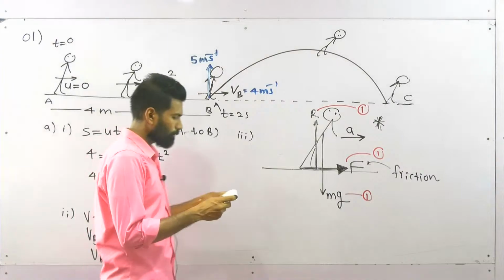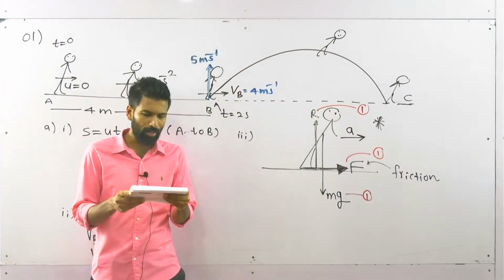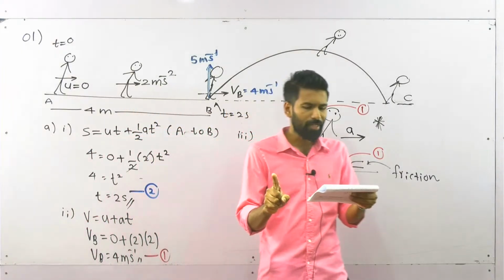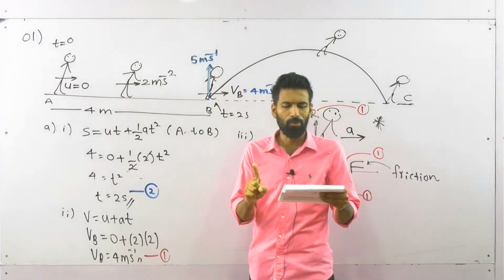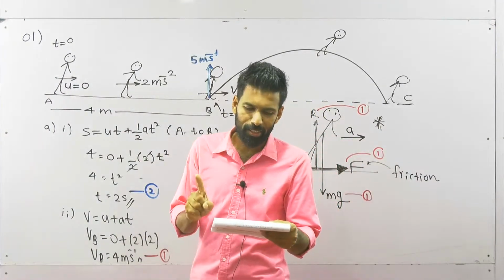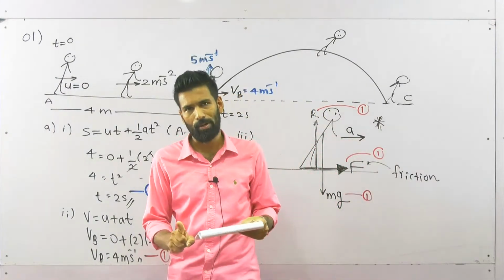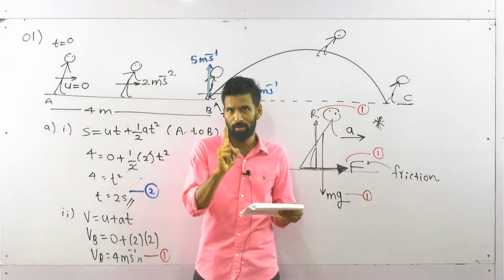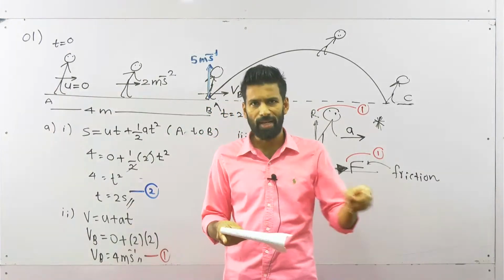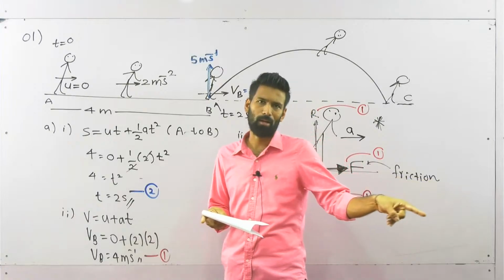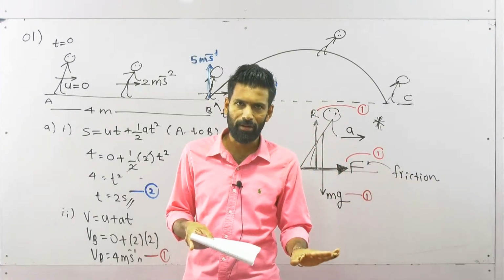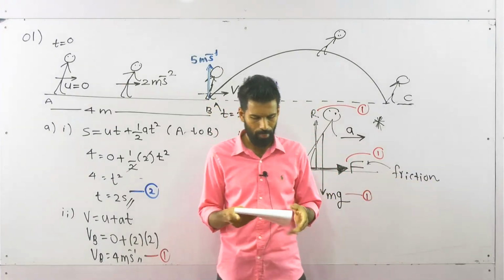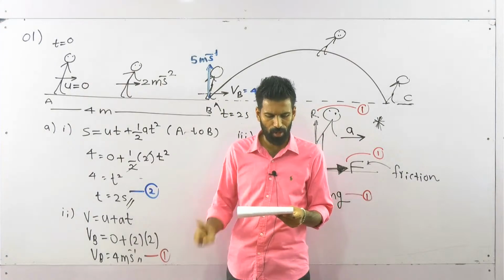Then I'll come to the fourth part. Explain why the athlete must exert a force on the ground in order to increase the speed during the run-up. Okay, so I'm not going to explain the fourth part. I have given 1 mark for that fourth part. That's the thing I explained with the star mark, so I'm not going to explain it again.